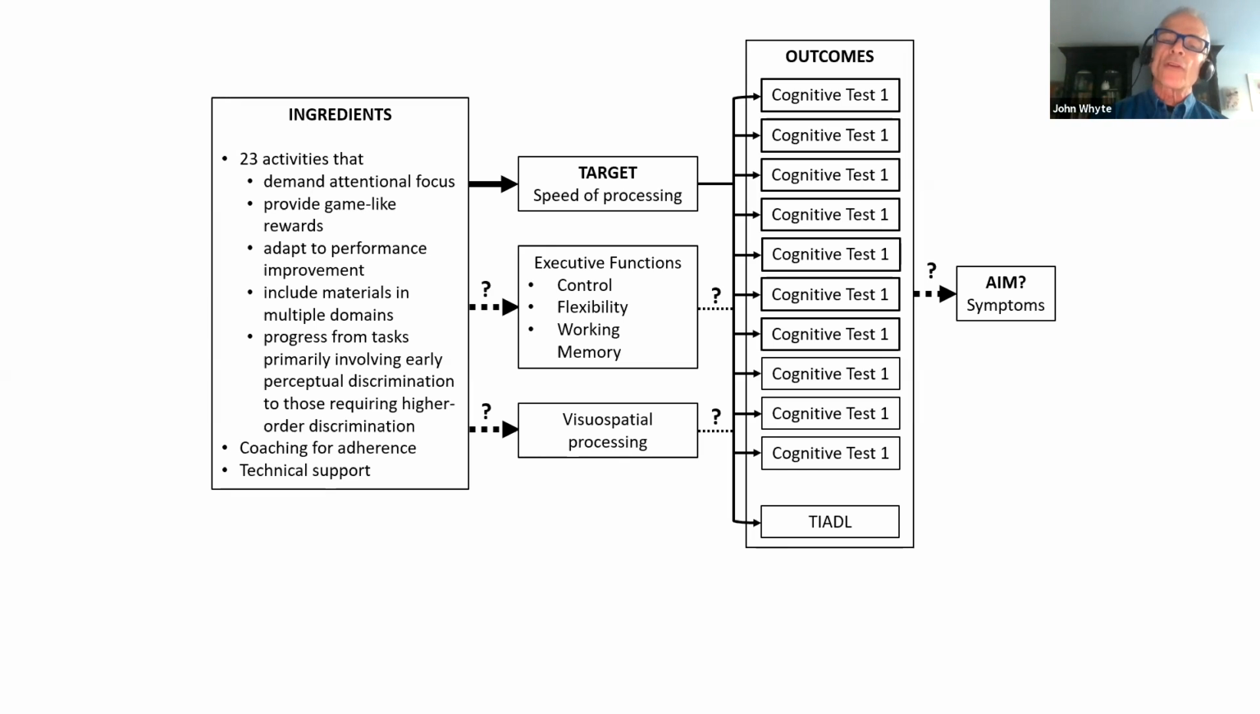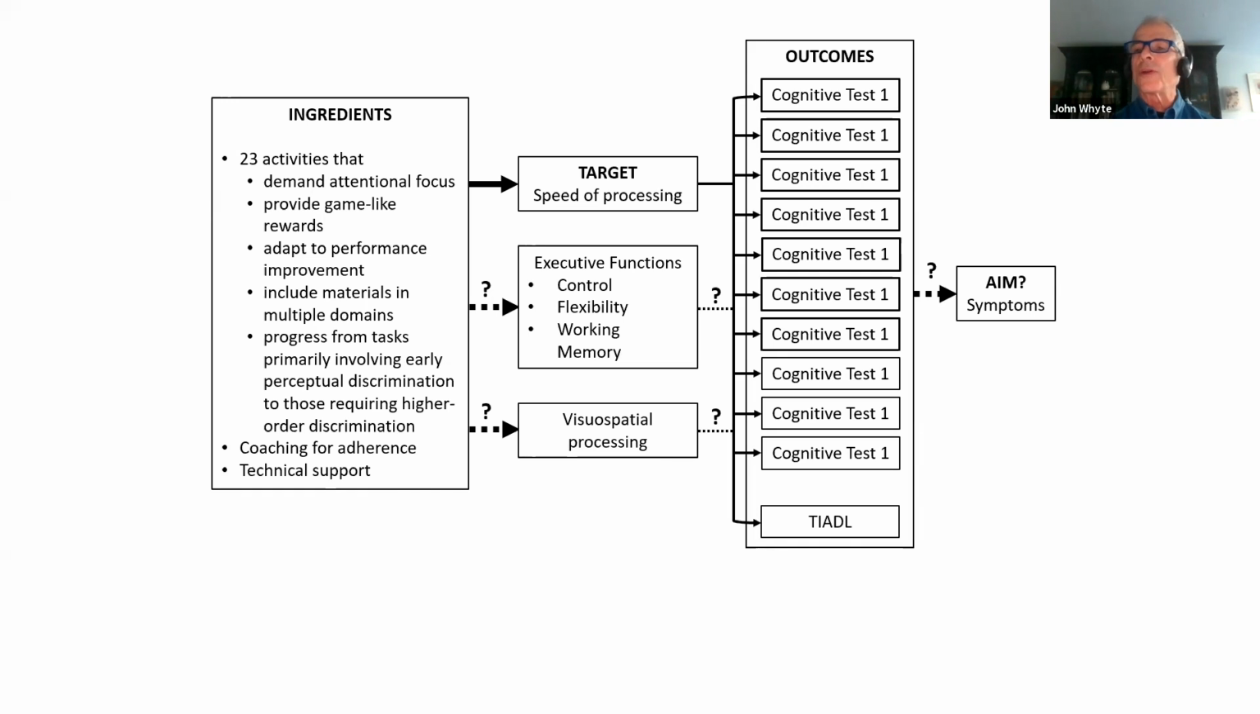Okay, so now when you start thinking about that, since they argued that really the main thing they hoped to change was speed of processing, we would be inclined to think of that as the target of this intervention. But just one little problem.